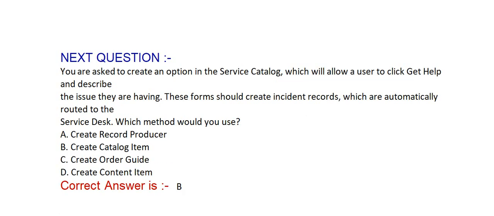Next question is, you are asked to create an option in the service catalog which will allow a user to click Get Help and describe the issue they are having. These forms should create incident records which are automatically routed to the service desk. Which method would you use? Option A, create record producer. Option B, create catalog item. Option C, create order guide. Option D, create content item. Correct answer is option B, create catalog item.